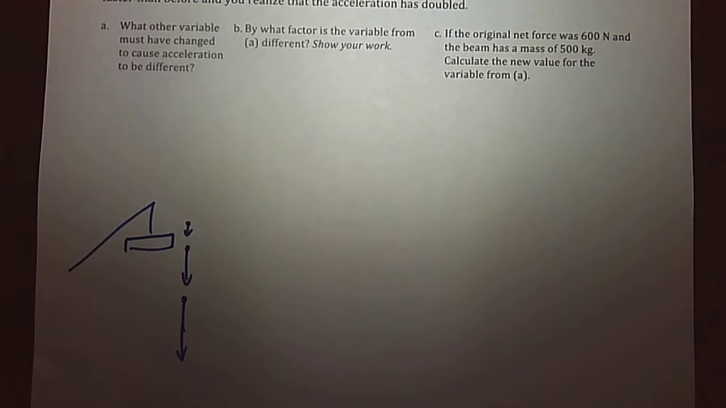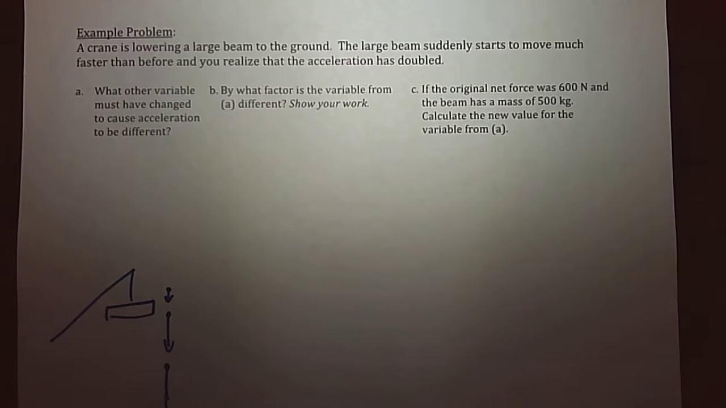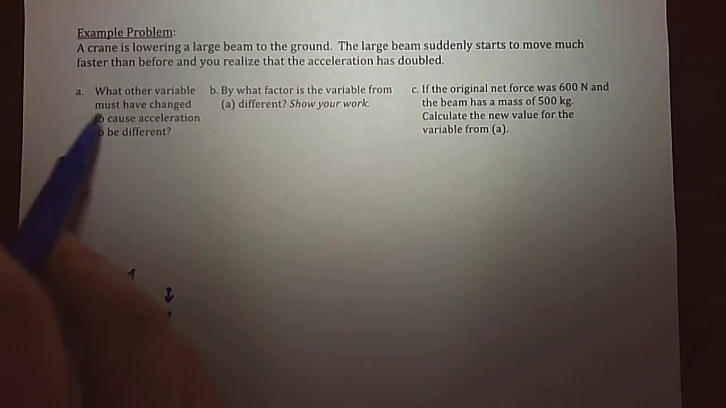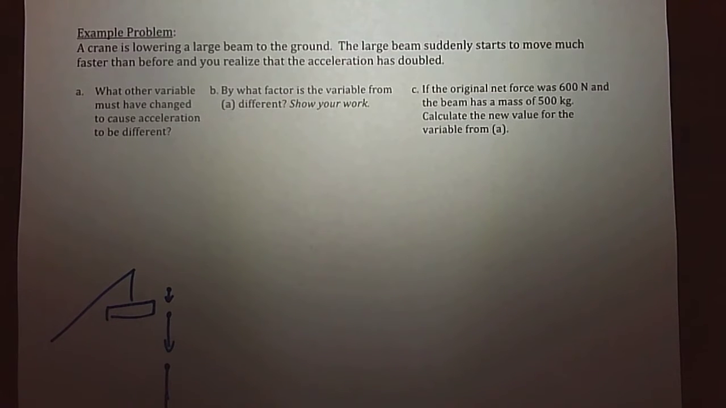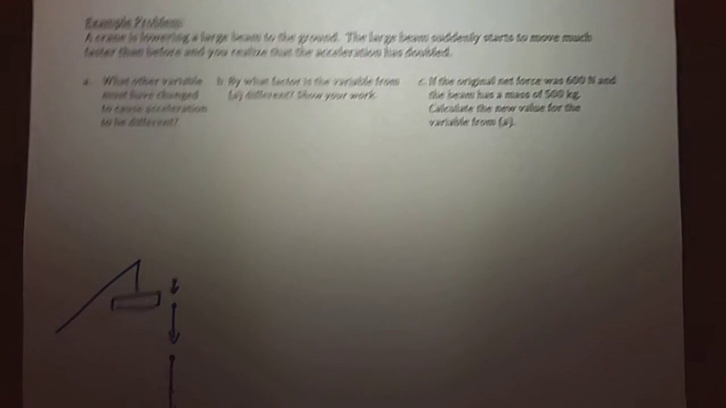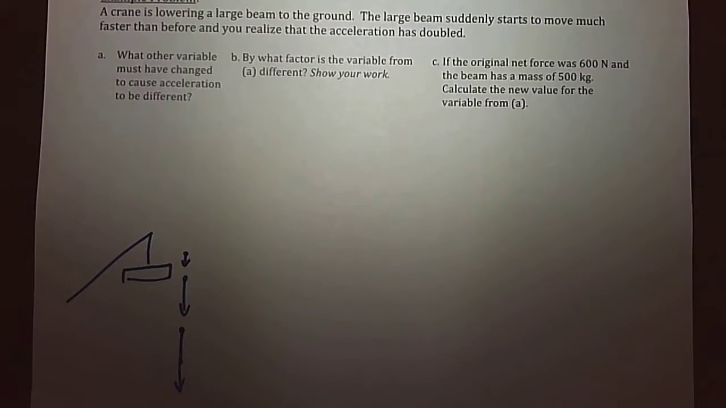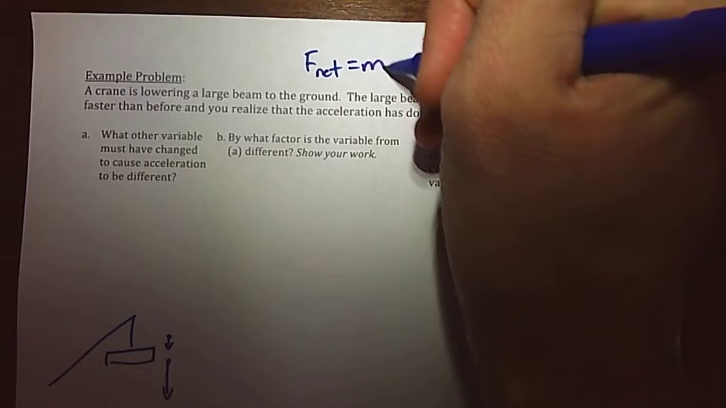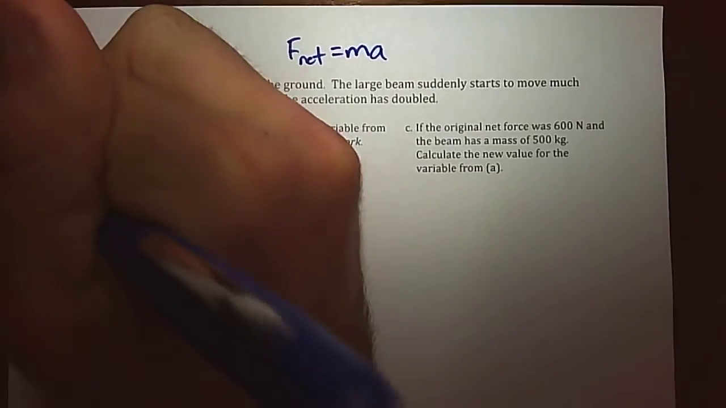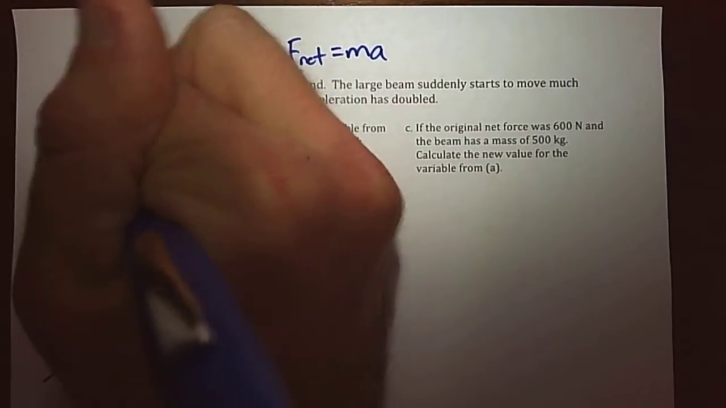Now, when it comes to proportional reasoning, we want to see, all right, we know the acceleration is increasing, but how are the other variables changing, and specifically by what amounts? So let's just focus on our first section right here. What other variable must have changed to cause acceleration to be different? There's really only one equation we're going to be working with in this unit for proportional reasoning, and that's F net equals ma. So I'm going to draw that right here, F net equals ma.